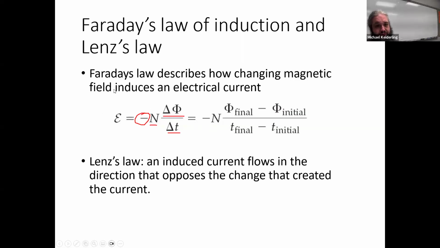So the more turns you have, the more voltage you'll induce, or electric potential you'll induce, and the faster the change is. So change in flux over change in time: final flux minus initial flux over final time minus initial time. And Lenz's law says that an induced current will flow in the direction that opposes the change that created the current. So it will flow in a direction that would create a magnetic field. If the magnetic field is reducing, it would create a current that would make a magnetic field in the existing direction of the magnetic field. If it's increasing, it will be opposite the existing magnetic field.